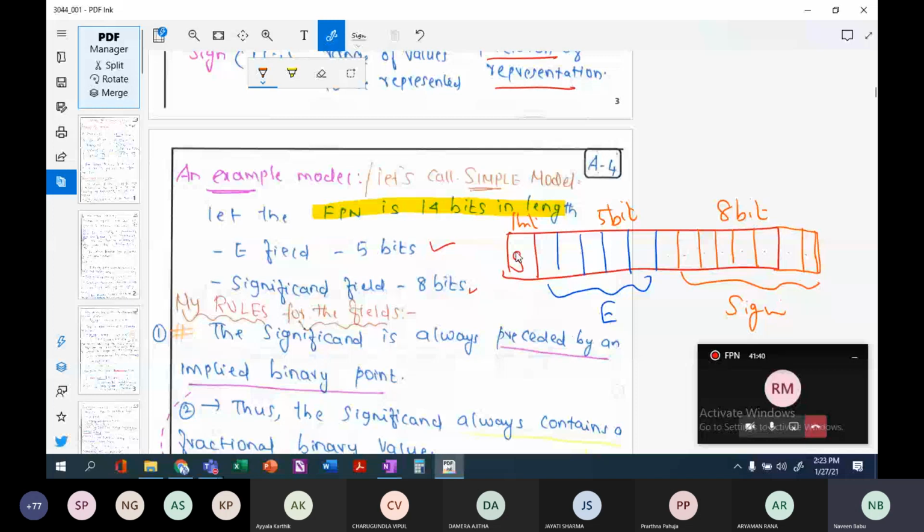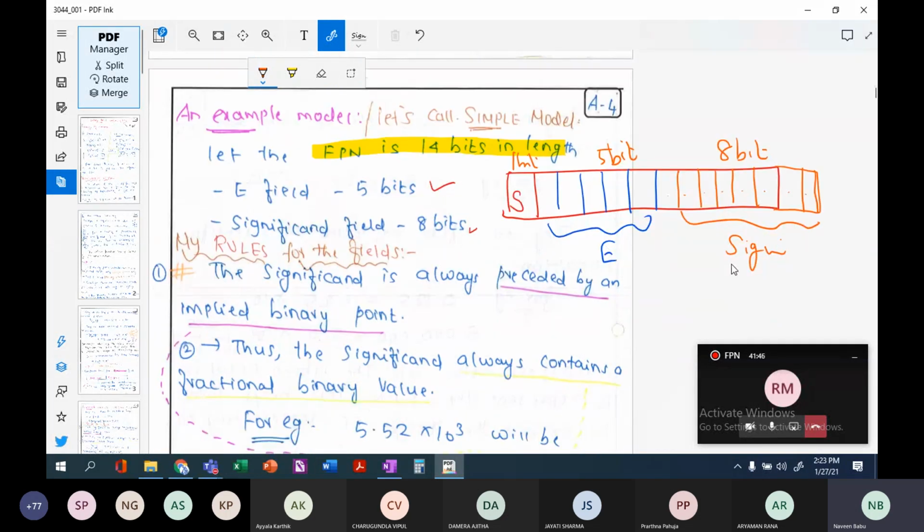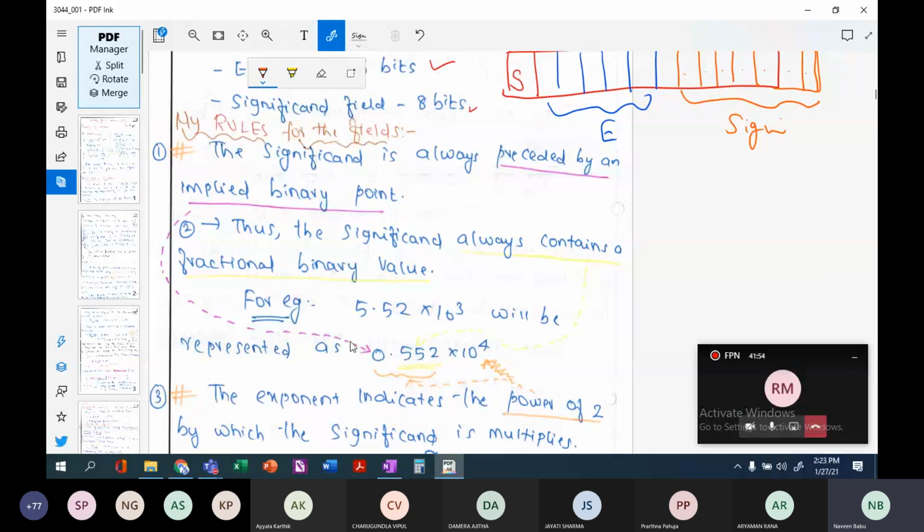Now what are my rules? I'm going to set some rules to fill these 14 bits of data. The rule is that the significand is always preceded by an implied binary point. In this example, I'm going to represent 5.52 times 10 cubed. I will not represent it as 5.52. I will always represent any number as 0.552 and adjust this 10 power 3 based on the movement of the decimal point. If I move it to my left, I add 1, so it is 10 power 4.